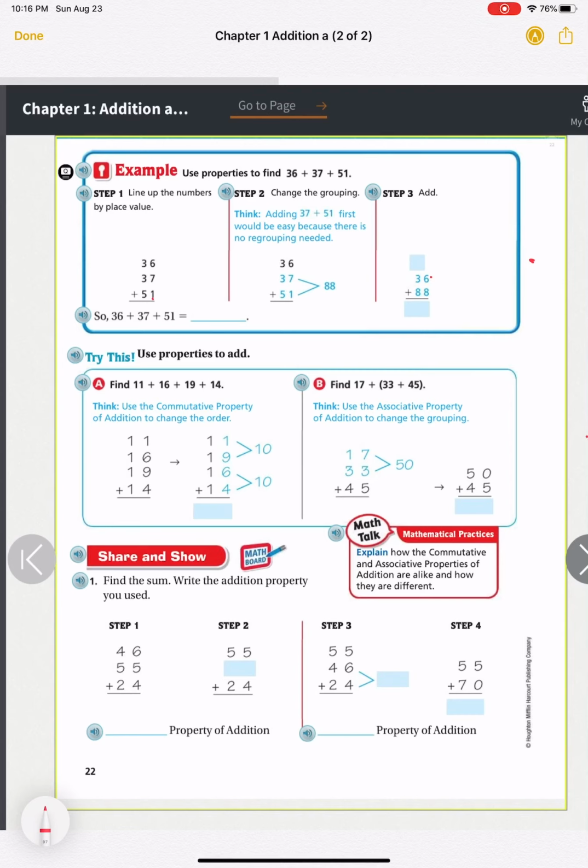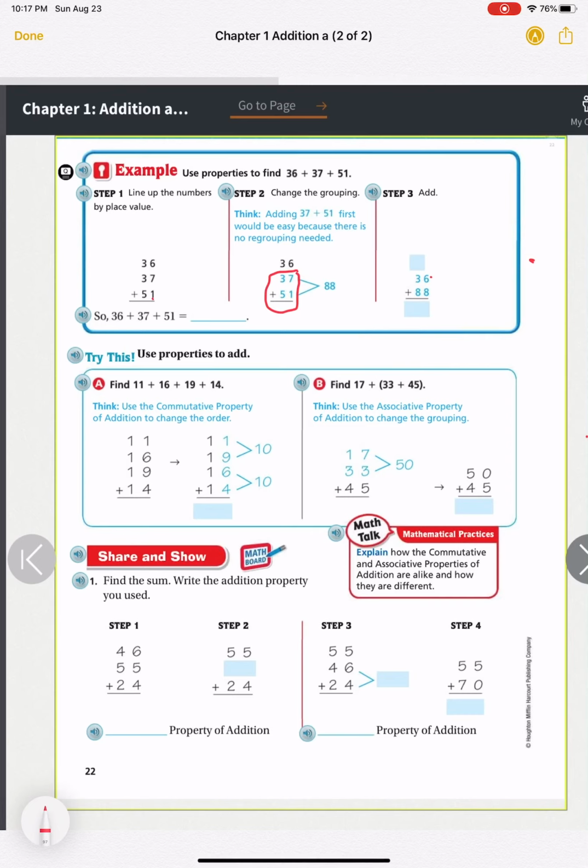So step one, you're going to line the numbers up by place value. 36, 37, 51, they ordered them from least to greatest. Step two, change the grouping. Think adding 37 plus 51 first would be easier because there is no regrouping needed. So they said, oh, well, I can put these two together and do some mental math.